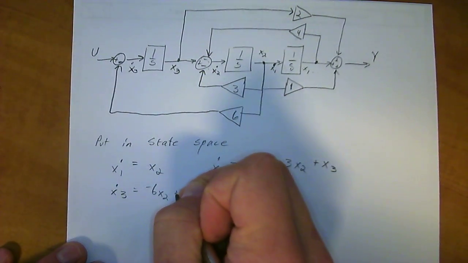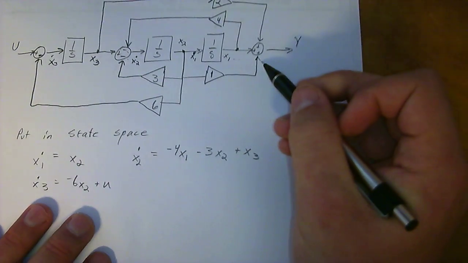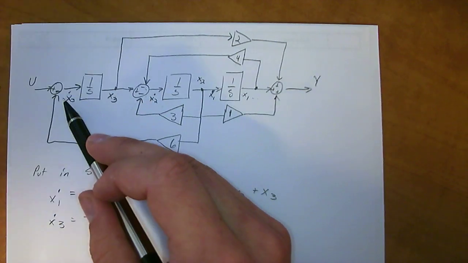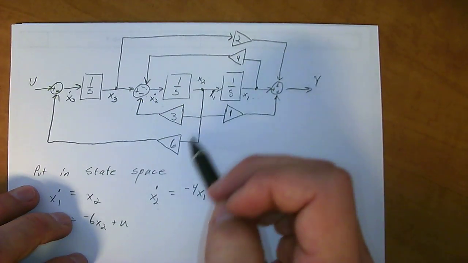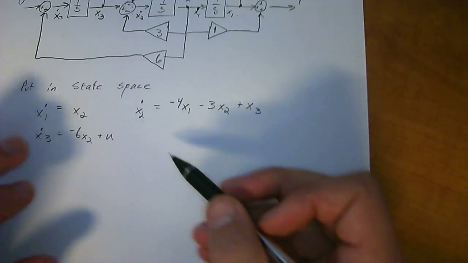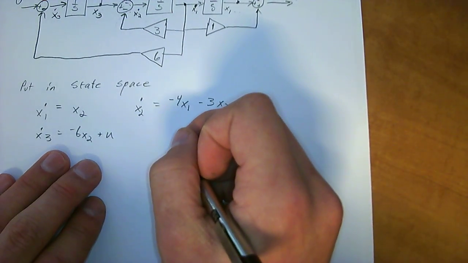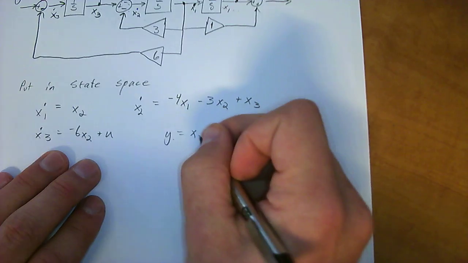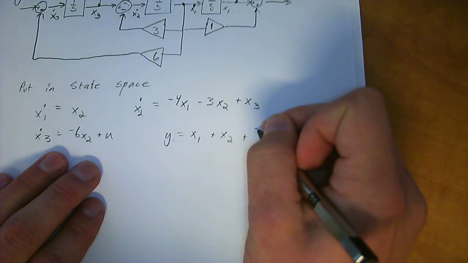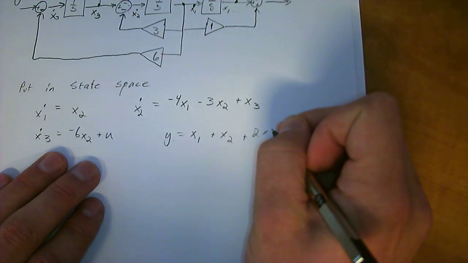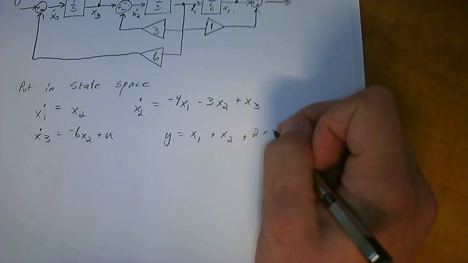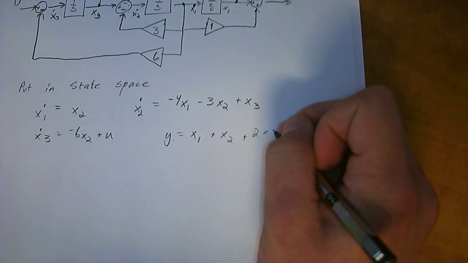Okay, and then moving on to x3 dot. X3 dot is equal to negative 6x2 plus u. And you can see that right here, because you've got 6 times x2 coming in, negative, and the u coming in is equal to x3 dot, right there. So pretty easy. And then y is equal to x1 plus x2 plus 2 times x3.